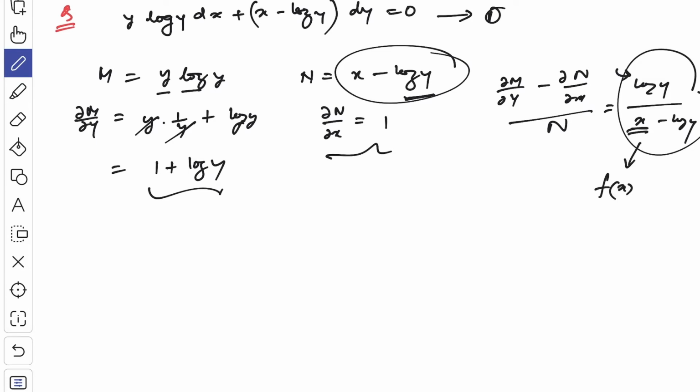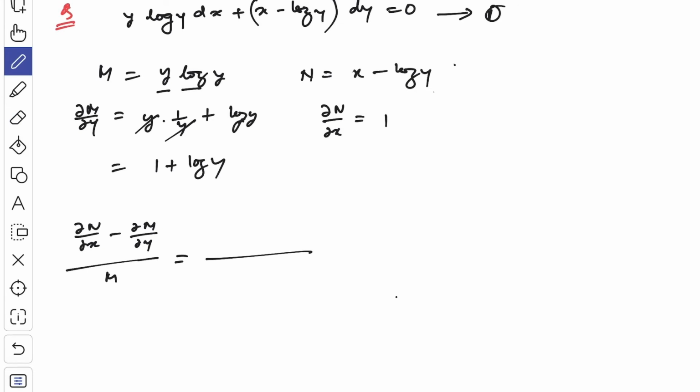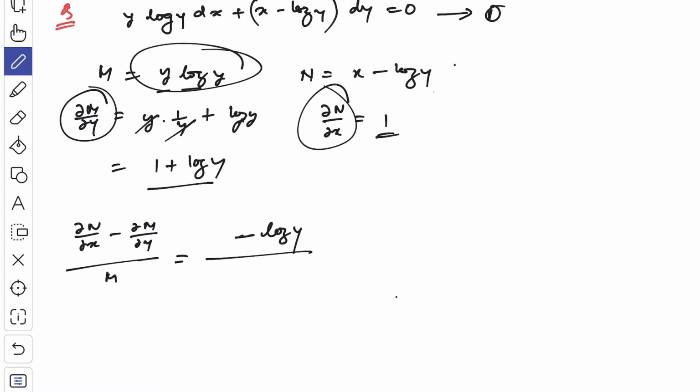So that's why what we are going to do, we are going to find del n by del x minus del m by del y divided by m. So if you find that, so let me clean this part, sorry. Now you see, if you subtract del m by del y from del n by del x, then what you will get? If you subtract this term from 1, then you will get minus log y, and divided by m is y log y, so here you will get y log y. So here log y gone, so we get minus 1 by y only. So here it is a function of y, so it is a function of y.